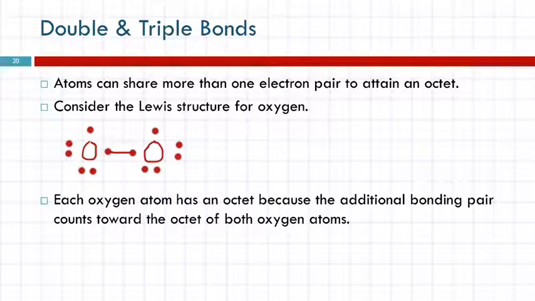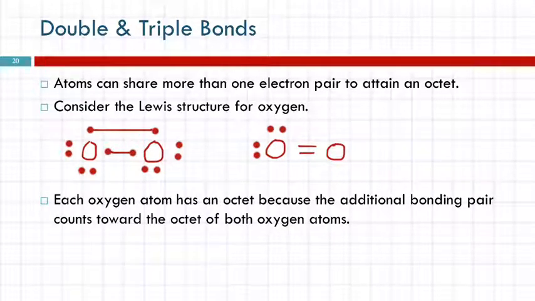What could they do? Share another one. Well, let's share these as well. So now this oxygen counts 2, 4, the lone pairs, 6, 8, the bonding pairs. It has 8 valence electrons. And the other oxygen does as well. That's kind of an awkward drawing. So how we usually represent it is like this. 2 lines, each line representing a shared pair of electrons, and then the lone pairs. And again, you can put them in different places if you want. So that's a Lewis structure for oxygen.